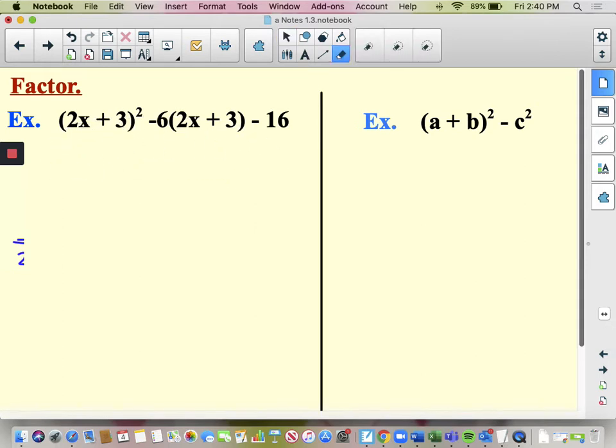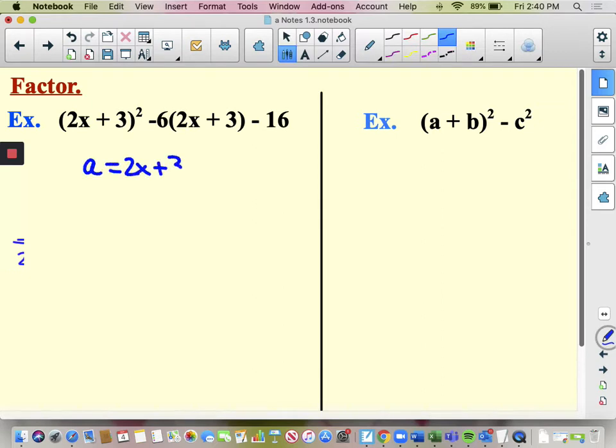So don't forget about the long route. I'm going to teach you a shortcut. I'm going to say, let's let A equal that 2x plus 3. So that means this is really A squared. This is really minus 6A, and then minus 16. So I did a little substitution, if that's okay. I'll come back to that 2x plus 3.